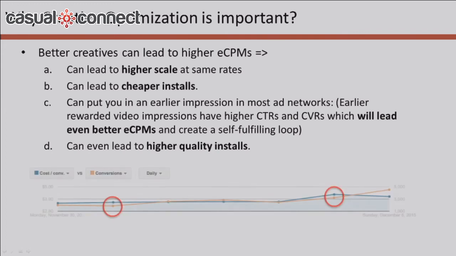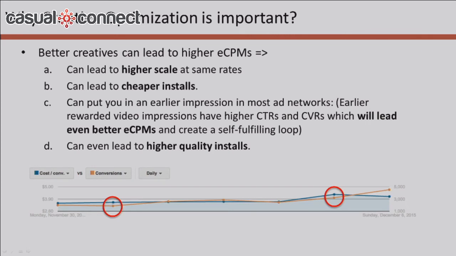These are two actions that we took over time. You can see that this is an actual AdWords campaign. In the first circle, we just changed the creative and increased the CTR. That will increase the conversion rate, with the same amount we pay for the same install.